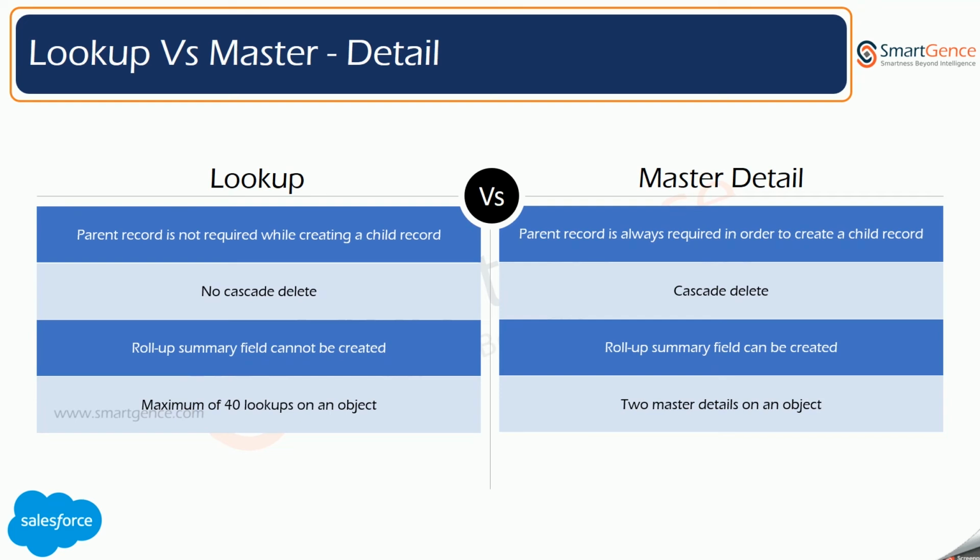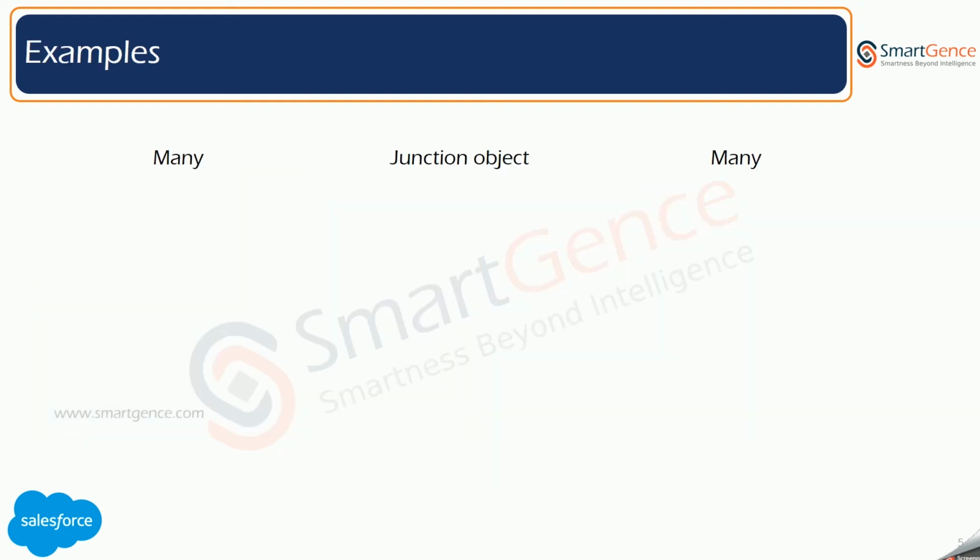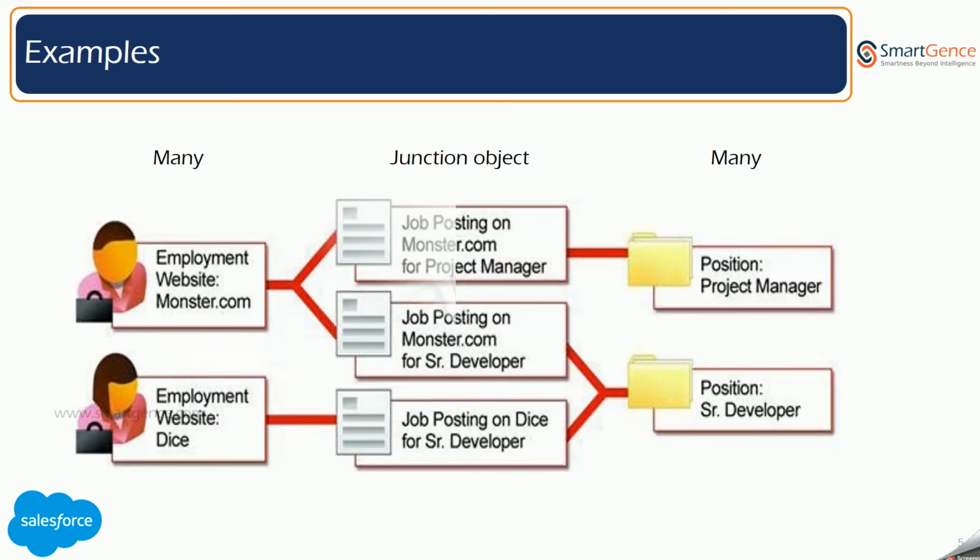Then finally, we can have a maximum of 2 master detail relationships per object, whereas we can have 40 lookup relationships for an object. But keep in mind that if we already have 2 master detail relationships in an object, let's say in account, then we can have only 40 minus 2, 38 lookup relationships in the same object account. So basically we can have a maximum of 40 relationships per object, right? So let's see the example of many-to-many relationship.